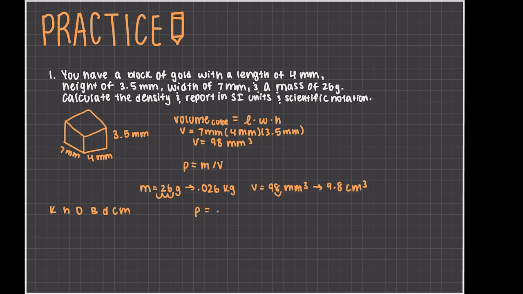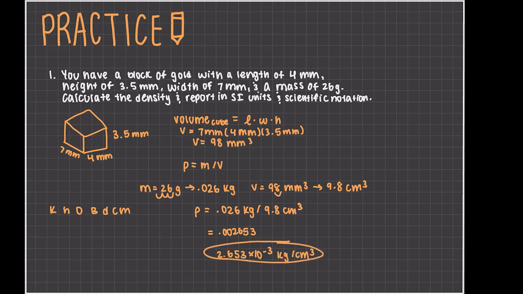Now we do the mass divided by the volume. 0.026 kilograms divided by 9.8 centimeters cubed, and we get 0.0026536 kilograms per centimeter cubed. Now we can go ahead and put this in scientific notation, move the decimal so there's only one value in front of it, and we get 2.7 times 10 to the negative third kilograms per centimeter cubed when rounded.